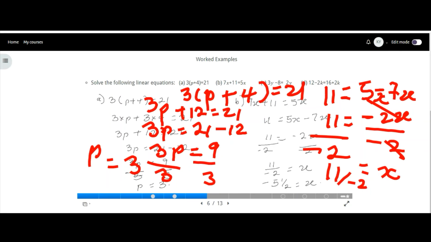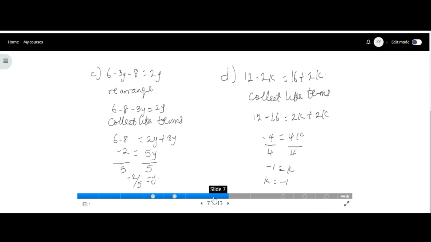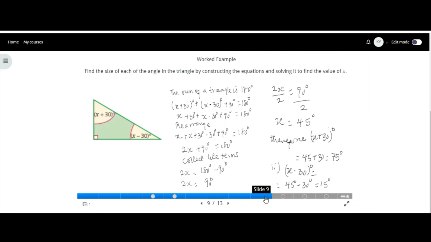We have the solution to the other example here, so we can look at it together. So let's check. This is the solution to the other C and D, and we have construction of equations. When dealing with practical applications of mathematical problems, an equation has to be constructed first before it can be solved. Like the previous one that we had in brackets, 3 into bracket p plus 4 equals 21. You see, we have to expand by multiplying 3 with p and with 4 before we can solve the problem.